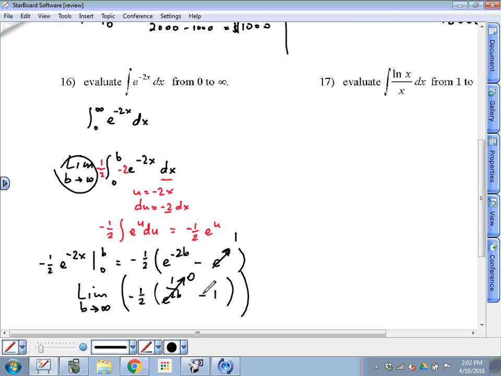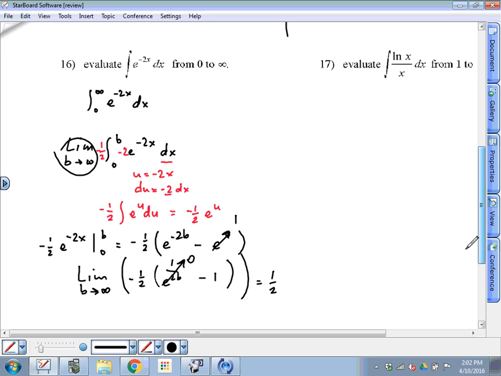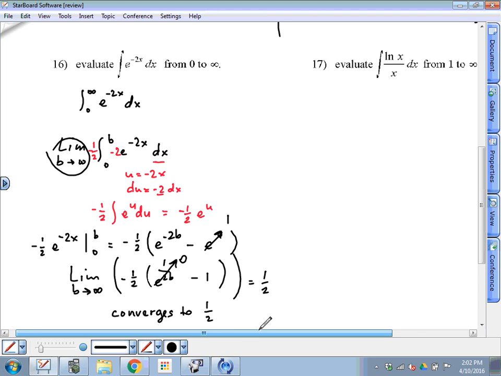0 minus 1 is negative 1. Negative 1/2 times negative 1 equals 1/2. Since we were able to evaluate this integral to a finite number, we would say that it converges to 1/2.